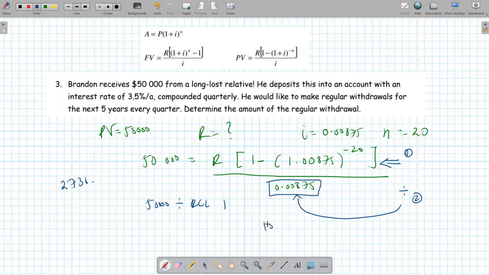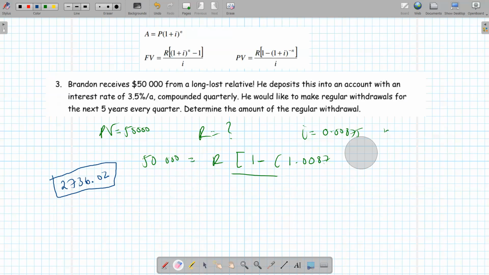I know it was 18.274, but if you did not include these digits, you might be off by a couple of cents, which might make it the wrong answer. It might tell you you're wrong. So this is the amount of regular withdrawal.